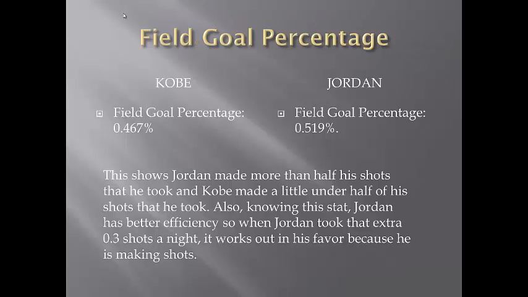Now, field goal percentage. Kobe's field goal percentage is .467 out of 1. And Jordan's is .519 out of 1. This shows Jordan made more than half the shots that he took, and Kobe made a little under half of his shots that he took. Also knowing the stat, Jordan has better efficiency, so when Jordan took that extra .3 shot tonight, as stated previously, it works out in his favor because he is making those shots.